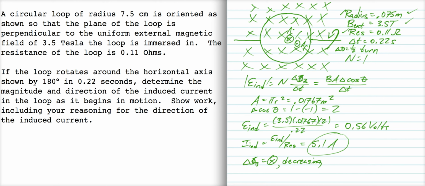So as the circle turns such that maybe this top part comes out toward us and the bottom part goes away from us, the number of x's in the loop is going to get smaller. And so the induced magnetic field is going to point into the page to try to replace the ones that are being lost. So if the induced field points into the page, the way you do that is by having a clockwise current going around here. Okay, so the induced current is 5.1 amps and it's in a clockwise direction.